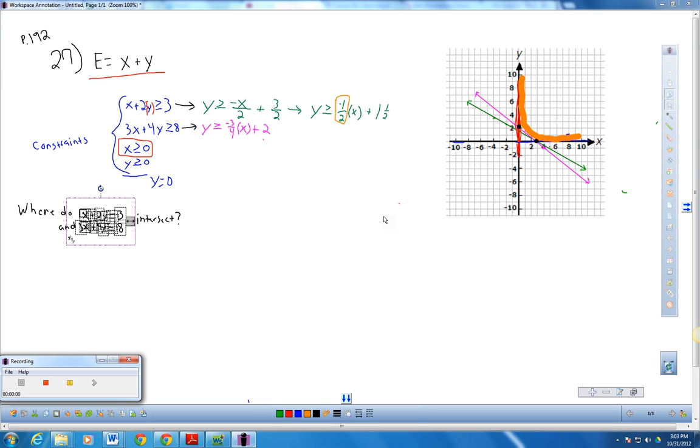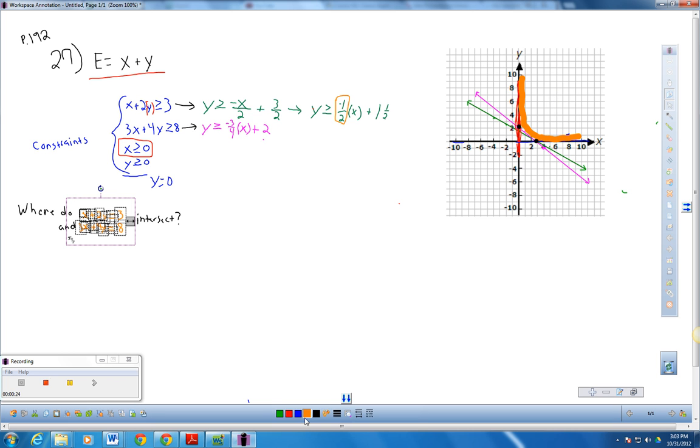Alright, this is part 2 of number 27 on page 192. It's a linear programming problem. When I left off, I was debating down here where these two lines intersected, because I'm going to need that to try to determine my maximum or minimum. Actually, this isn't going to have a maximum because I could shade forever out this way, so there will be no maximum because this is an unbounded region.